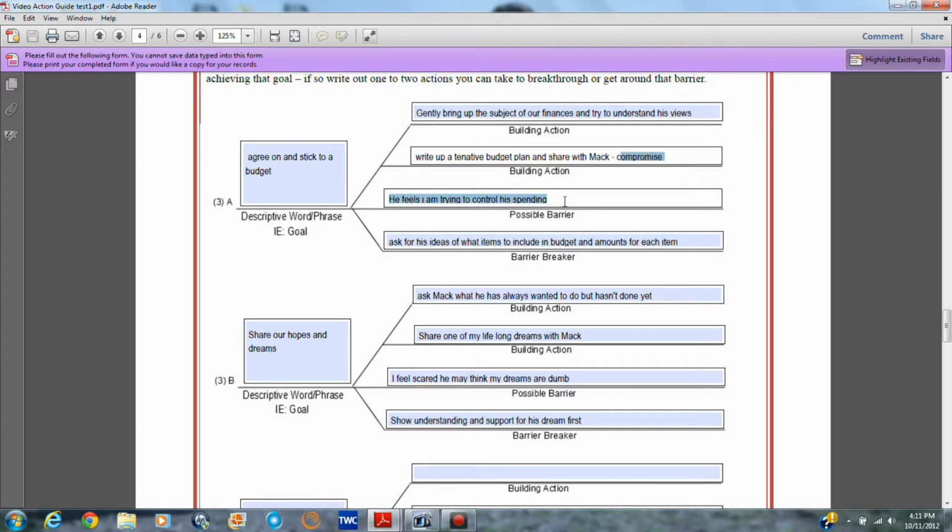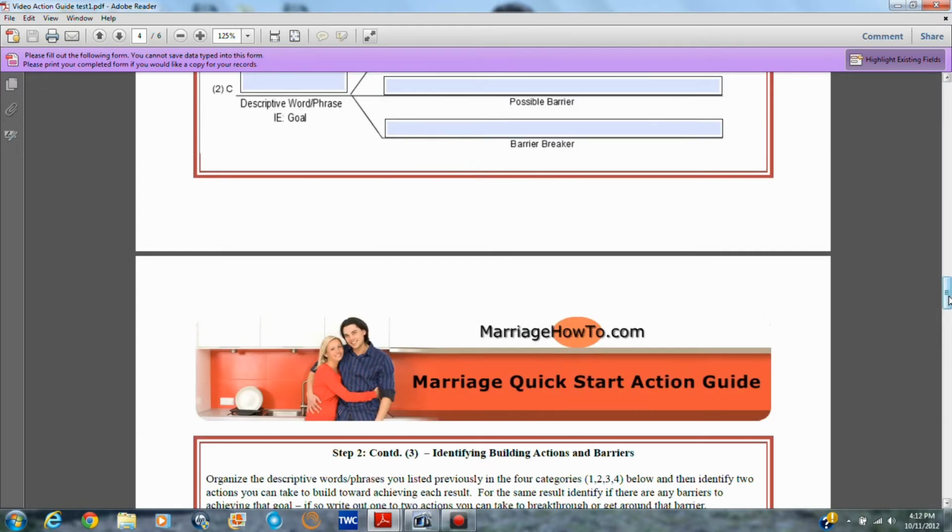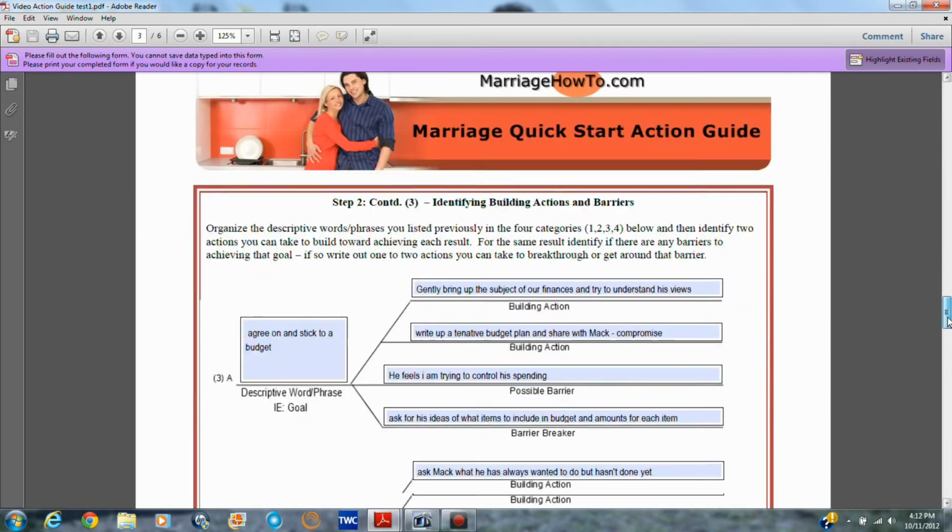Would there be a barrier? Well, of course there would be, and the barrier in this case is that he feels I'm trying to control his spending. My guess is they probably had this discussion, this argument, this heated topic a few different times, and he ends up feeling as though she's trying to control his spending and ultimately probably behind the scenes trying to control him. So how can she get around that? She can ask for his ideas of what items to include in the budget and the amounts for each item. It's a way of giving him a significant amount of control in this situation, so hopefully it will reduce his feelings that she's trying to control him and his spending.